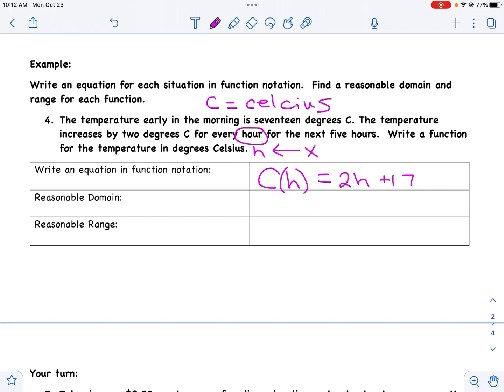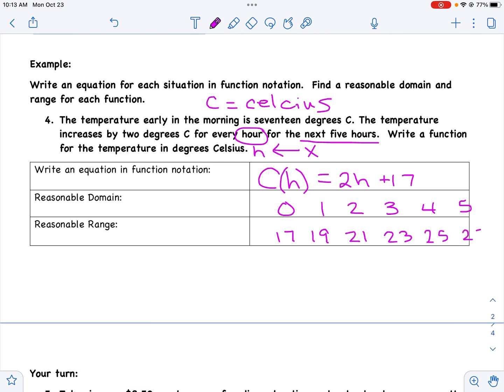Now we're going to list all my options because it says only for the next 5 hours. So at the 0 hour, we started at 17. And if I've done my equation right, we know that it goes up 2 degrees every hour. So I should be able to go 1, 2, 3, 4, 5. So we should be able to prove mathematically that one of these others works out perfectly.